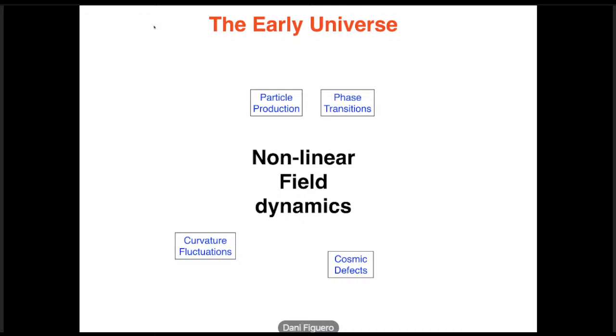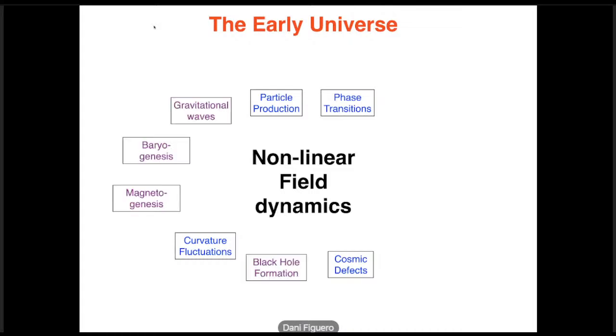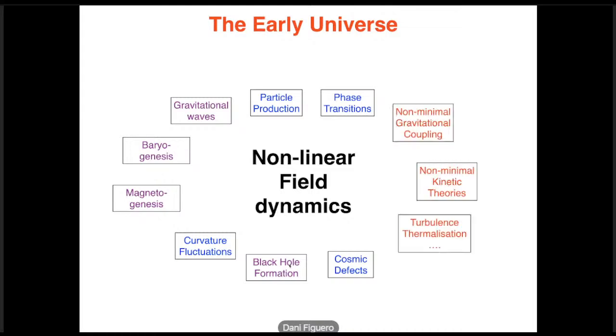And of course, these extend not only to these phenomena, but to their possible observational consequences, such as the production of gravitational waves, the realization of baryogenesis, magnetogenesis, or black hole formation, for instance. And these nonlinear aspects, of course, extend also to non-canonical scenarios, such as non-minimal gravitational interactions, non-minimal kinetic theories, or more advanced aspects of fluid dynamics, such as turbulence or thermalization.